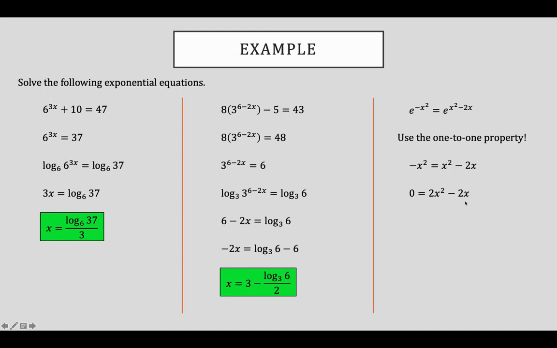And now we want to factor. Whenever you factor, the first thing you want to look for is a greatest common factor, which in this case is 2x. We get 0 is equal to 2x times x minus 1. And setting each one of those factors equal to 0 gives us our solutions. In this case, x equals 0, and x is equal to 1.